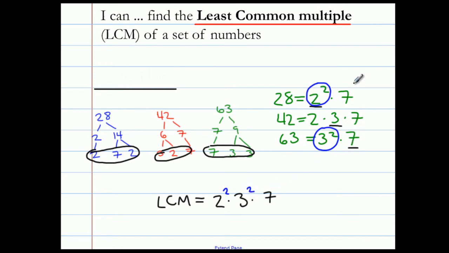And the highest power for the 7, all of these are just 7 to the 1. So 7 to the 1, which is just 7. So 2 squared is 4, 3 squared is 9, and 7 to the 1 is just 7. So 4 times 7 times 9 will give you 252.